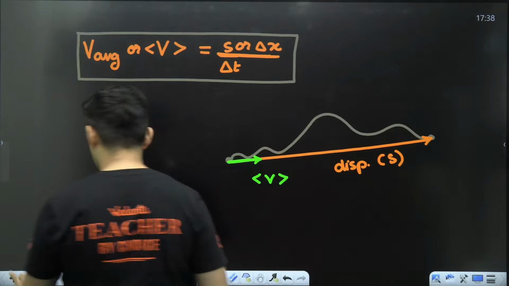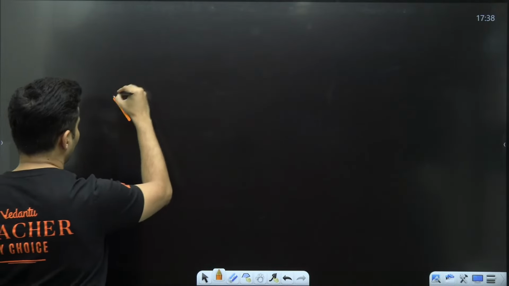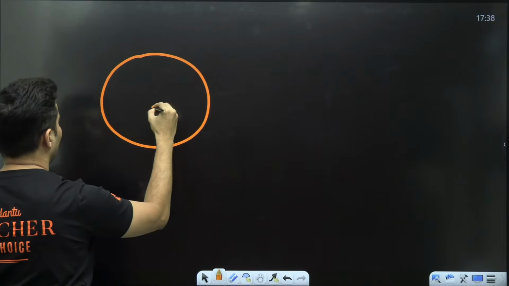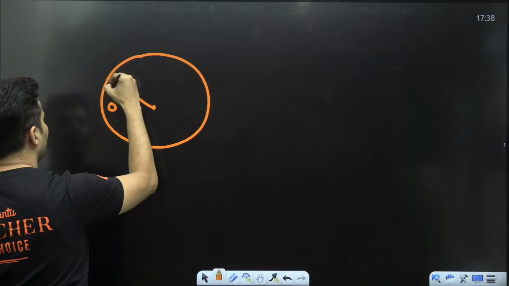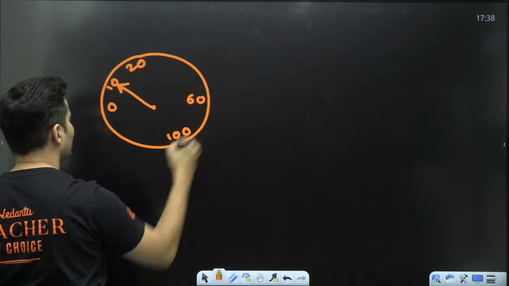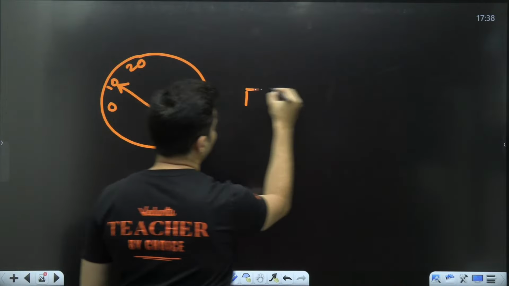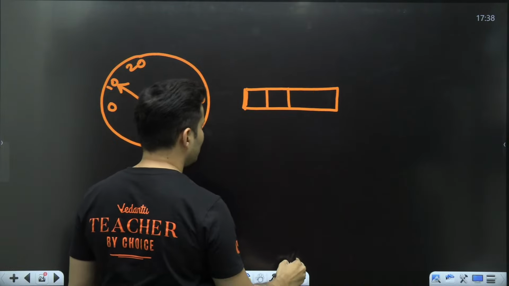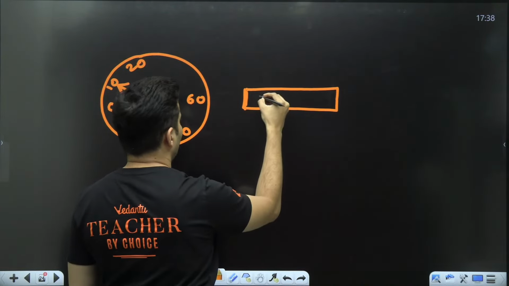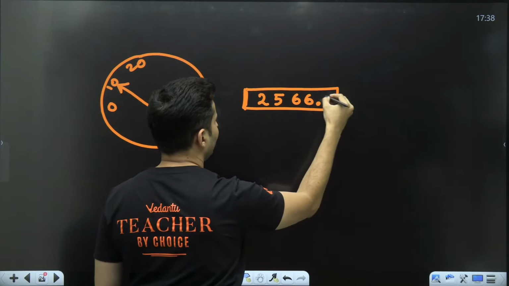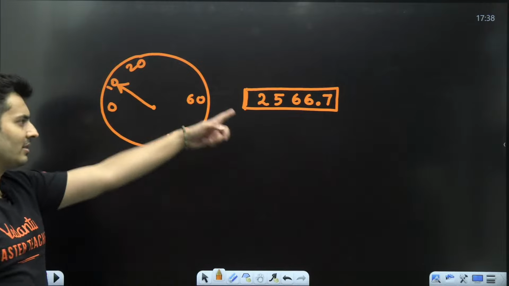And you would have seen this in your car's instrument cluster. A nice dial will be there like this, right? And there is a pointer over here, 0, 10, 20, like that, maybe 60, maybe 100. And you would have also seen on the side there is a number which keeps on changing. Maybe it shows right now 2566.7, something like this. You might have seen this.